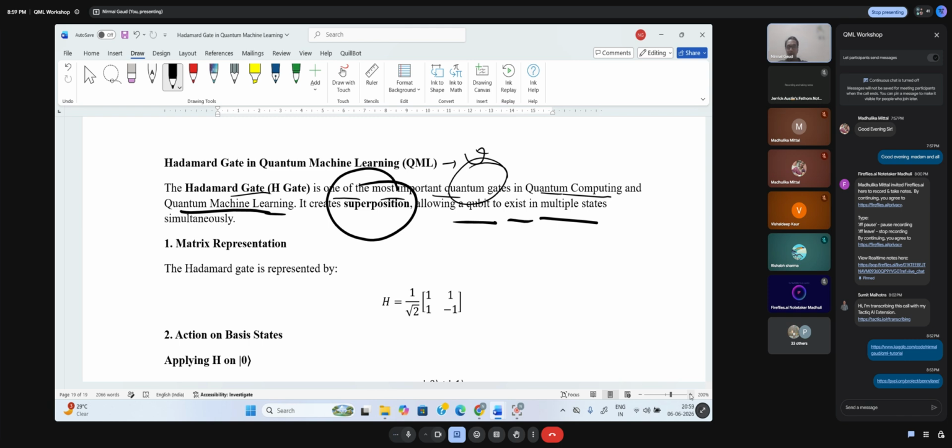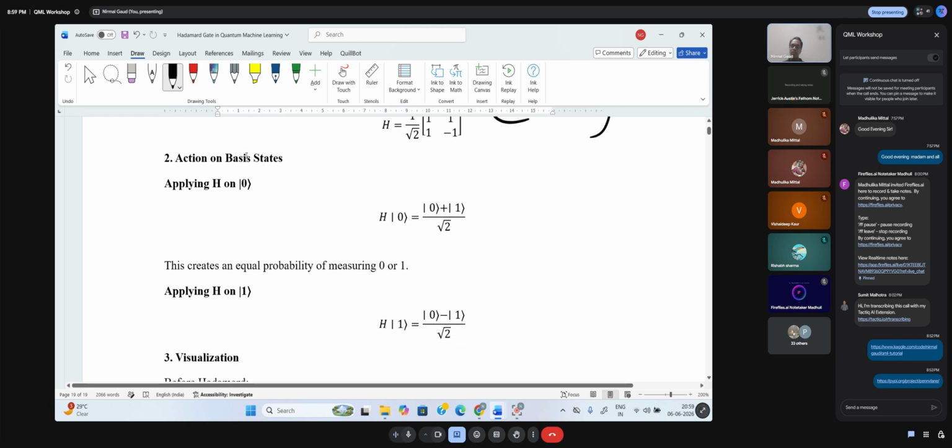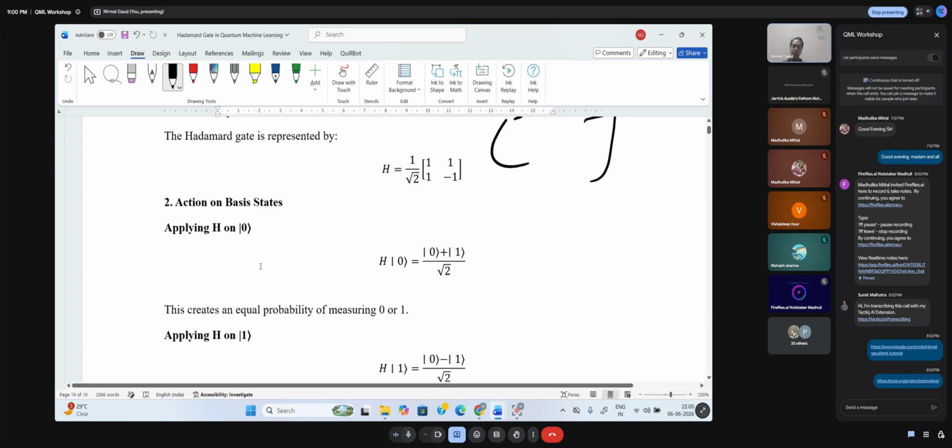If you have a question, sir, previously you took cos theta, sin theta, meaning you took a rotation gate, x rotation, y rotation. Why did you take that? The point is that we need to perform superposition. We want our qubit to be present in multiple states. That is why we have taken the superposition. The Hadamard gate is represented as H equal to 1 by square root 2 times the matrix [1, 1; 1, -1]. This is the Hadamard gate. Now the action on the basis states: if I apply H on 0, H0.